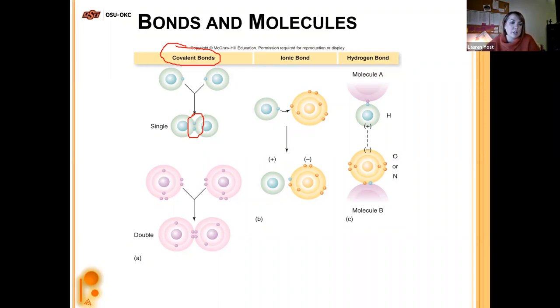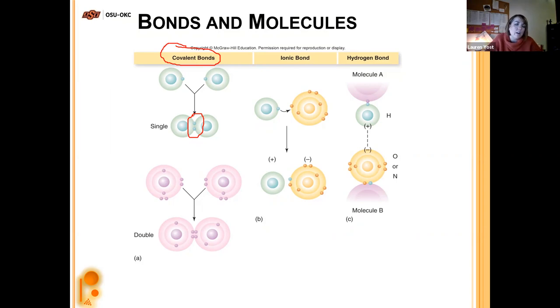So if they're sharing more, double that, then we're talking about a double bond, obviously. So that's what covalent bonds are. In covalent bonds, they are, you know, like co-parenting, like co-partnering, or whatever you want to call it, working together, they are sharing. Okay.